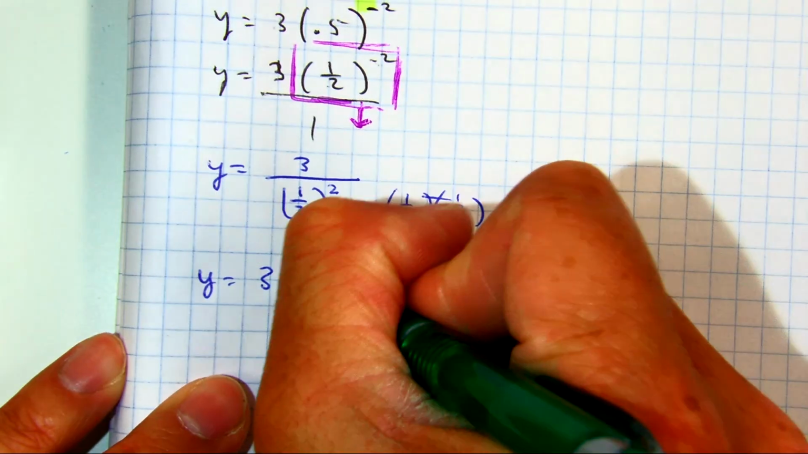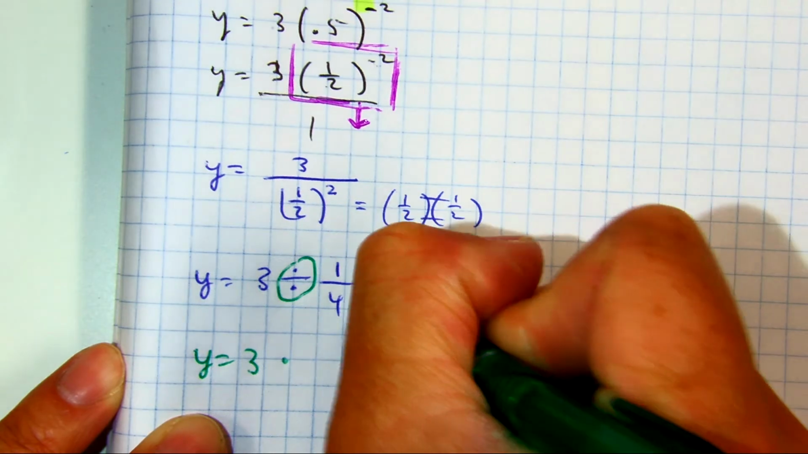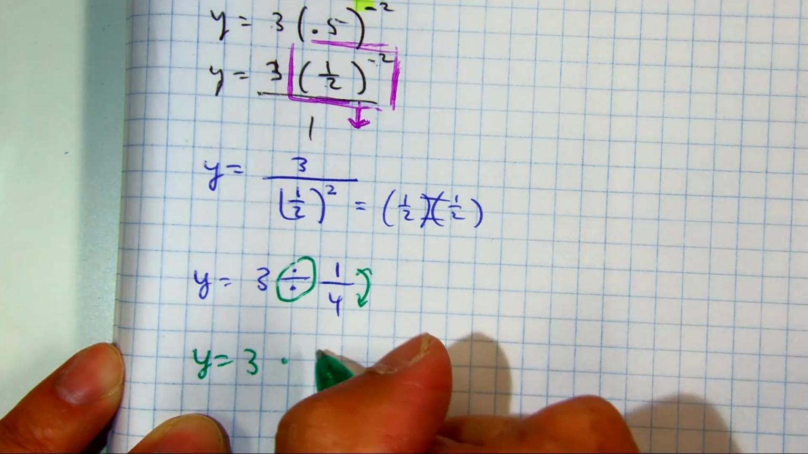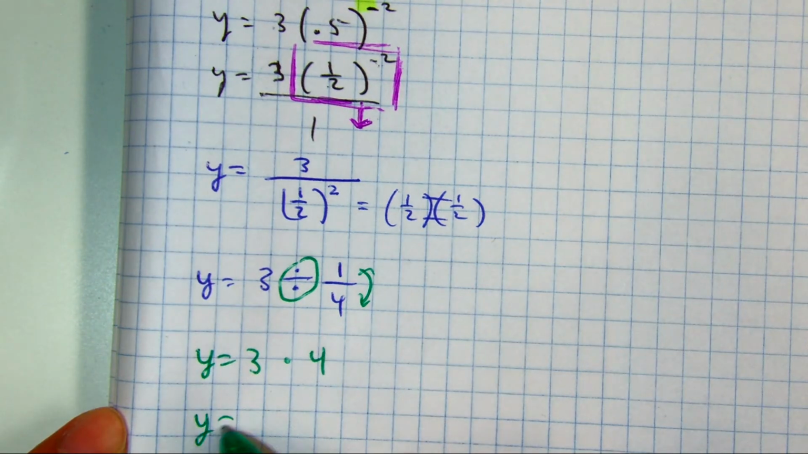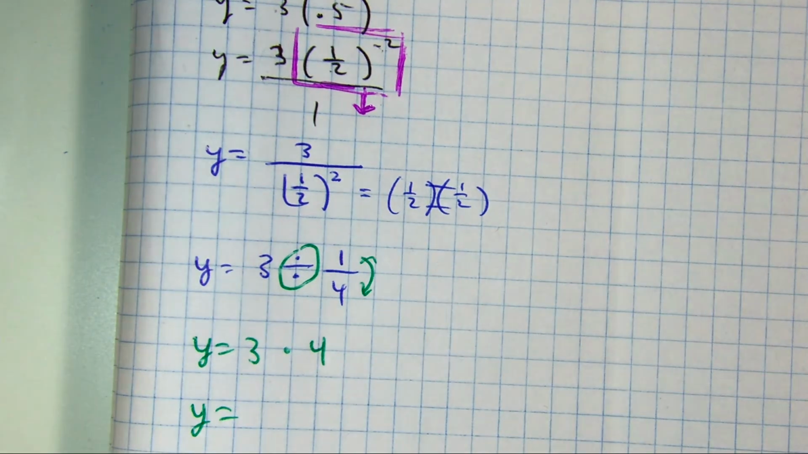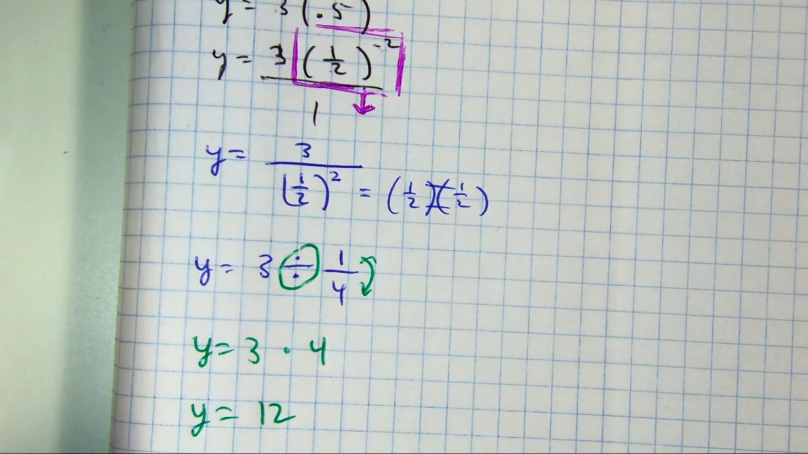Division turns into multiplication, and then we're going to flip this one. So that becomes what? 4 over 1 or 4. So you multiply those together, and you get 12. Box that in red.